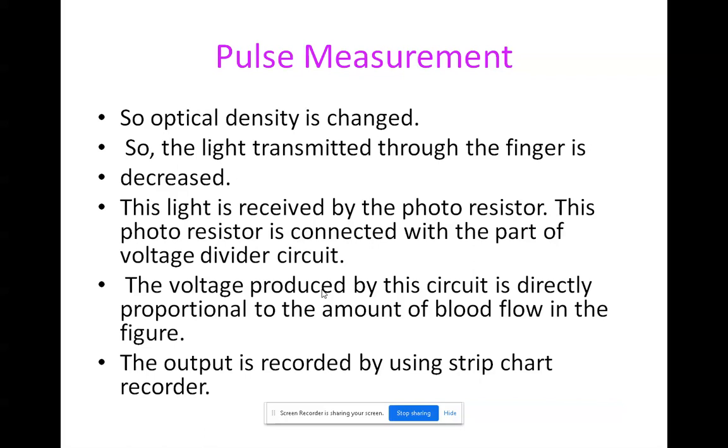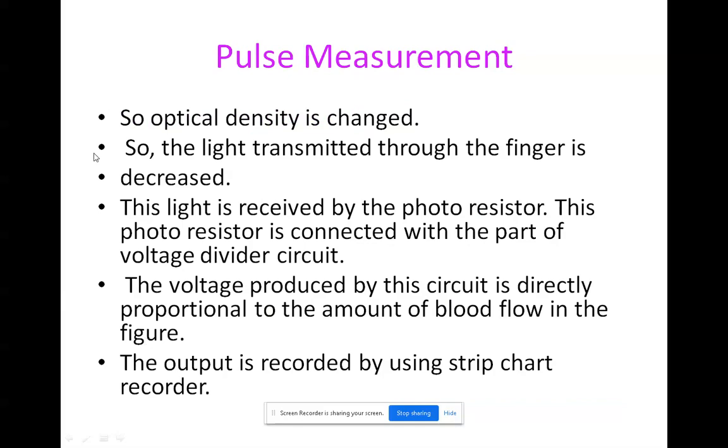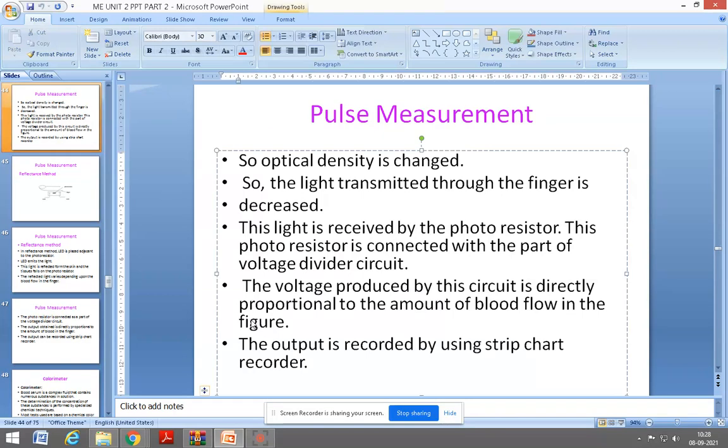Okay, so the voltage produced by this circuit is directly proportional to the amount of blood flow in the finger. The work of the photoresistor is nothing but collecting the light from the finger and converting it into a corresponding electrical signal. Electrical signal means nothing but voltage into current. Okay, so the voltage value which is converted in the photoresistor will be directly proportional to the amount of blood in the finger. This is not figure, finger. Okay, this is finger.